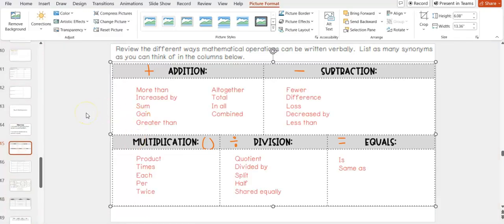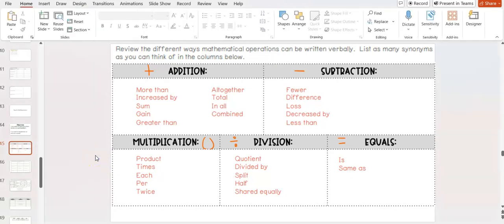All right, here are just some words that mean these operations. Now, these are definitely not all of the words, but they're just some examples. Definitely take a minute though, pause the video and write down as many words as you can, or write down the words that you didn't think of. But what we mean by different ways mathematical operations can be written verbally is like synonyms for addition.